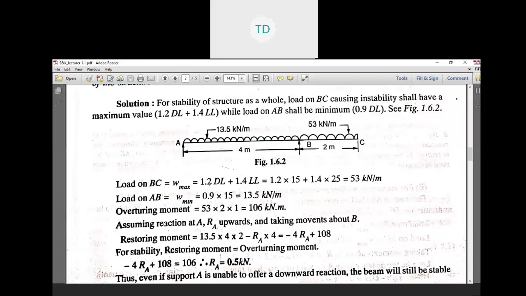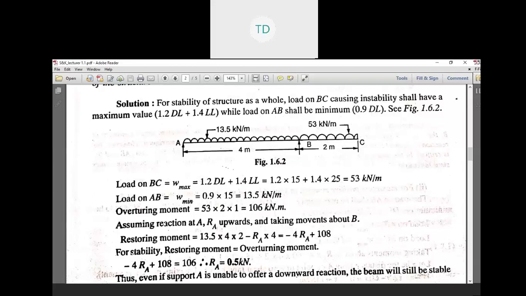Load on BC which is 40 kilonewton, but in this case we take the load combination. So W max is equal to 1.2 dead load plus 1.4 live load. The 1.2 dead load and 1.4 live load are taken from the above table. Now put the value of dead load and live load and we get 53 kilonewton, as 1.2 into 50 plus 1.4 into 25 is equal to 53 kilonewton. We get the value of load on BC.